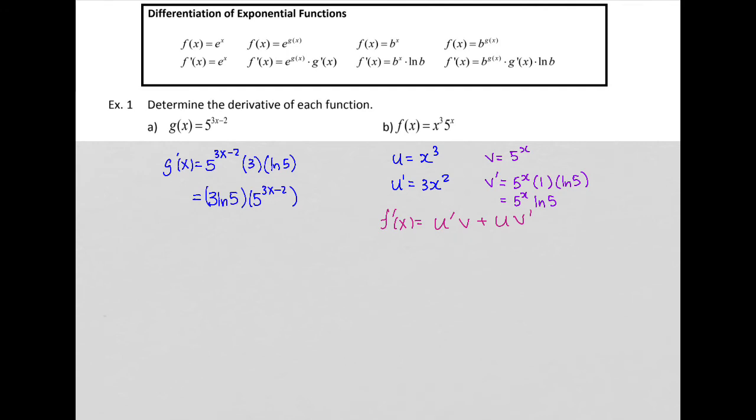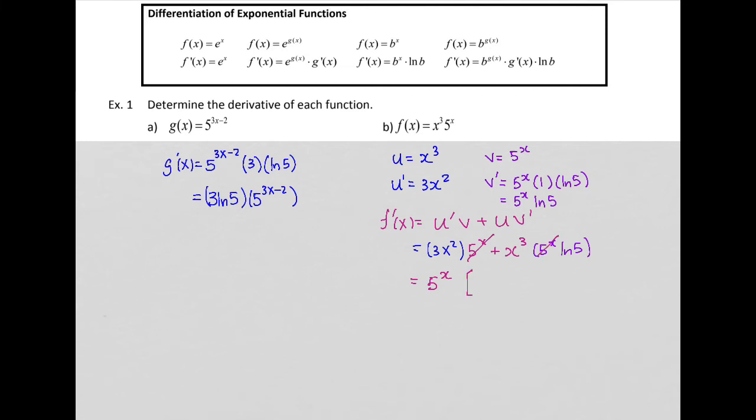And let's substitute into the product rule. So u prime, which is 3x squared, times by v, which is 5 to the power x, plus u, which is x to the power 3, and v prime, which is 5 to the power x ln 5. And let's do a common factor. They have 5 to the power x in common. So we can take this out.